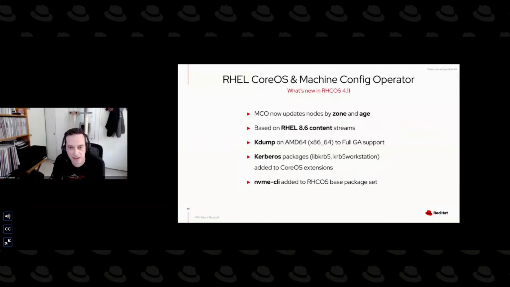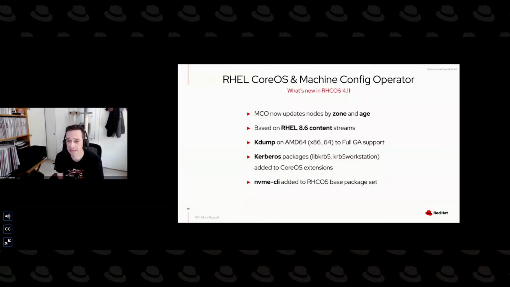A notable change to the MCO, which is the operator that's responsible for rolling out updates to your cluster nodes, is that now updates will roll out to nodes alphabetically by zone and then by age, oldest nodes first. This allows for more robust HA pod scheduling when using multi-zone container deployments, as well as a predictable order of reboots when updating OCP.